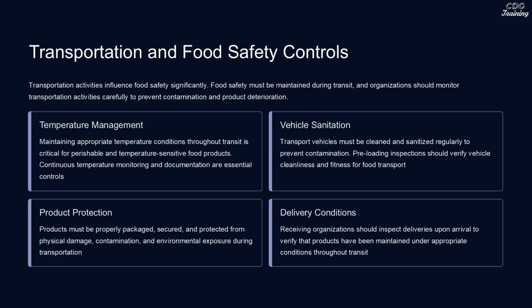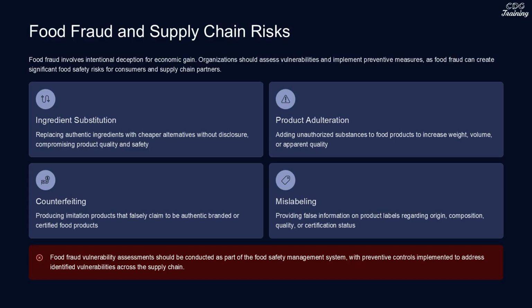Transportation activities influence food safety significantly. Food safety must be maintained during transit, and organizations should monitor transportation activities carefully to prevent contamination and product deterioration. Food fraud involves intentional deception for economic gain. Organizations should assess vulnerabilities and implement preventive measures, as food fraud can create significant food safety risks for consumers and supply chain partners.